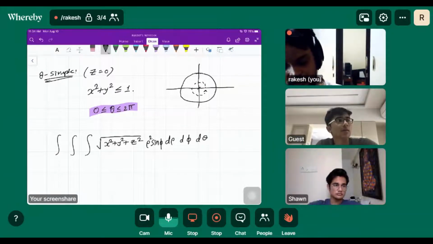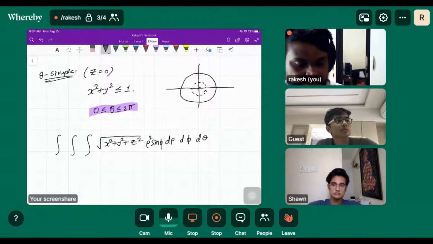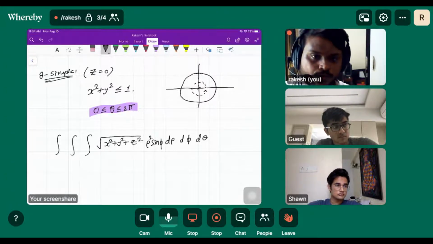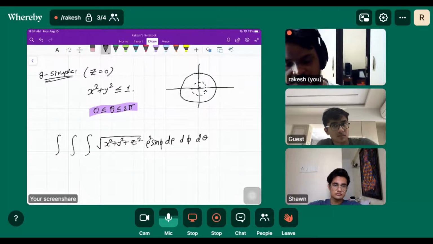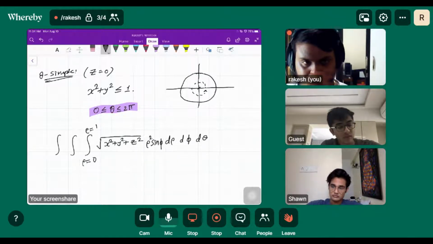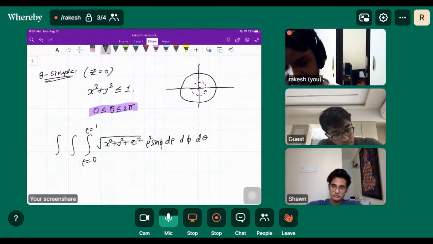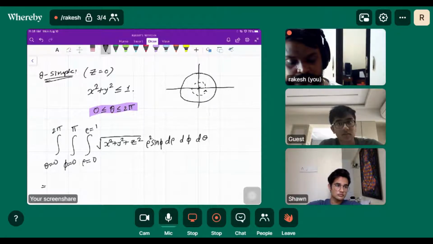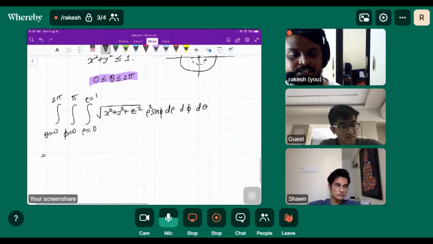So what would be the first variable for the integral here? That's rho. So the inner integral must be rho from 0 to 1, right? The next is phi from 0 to pi, and theta from 0 to 2 pi. Do we have to change anything else here?